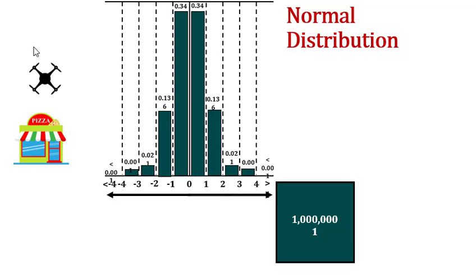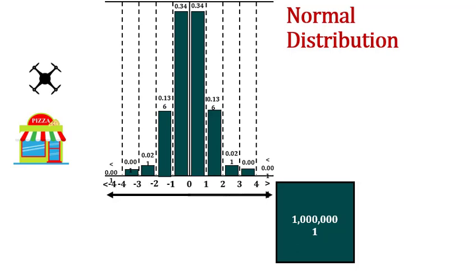So in this city, 34% of the population is located between kilometer 0 and kilometer 1. 34% of the population is located between kilometer 0 and kilometer -1. Then 13.6% live between kilometer -1 and -2, and 13.6% between kilometers 1 and 2. So you can see that there is a symmetry. This is the shape of the distribution, and the main characteristic of a normal distribution is its shape. The shape is symmetric.